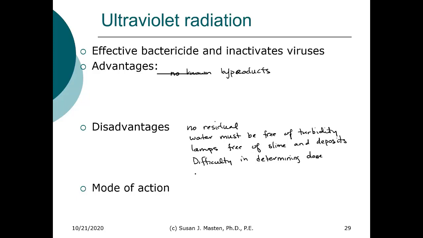The other disadvantage is we need high doses to inactivate cryptosporidium. The way that it works is predominantly to induce mutations. So it affects the DNA, and that inhibits replication. There is some concern with bacteria that the organism can actually repair itself after irradiation and then therefore still be able to proliferate.